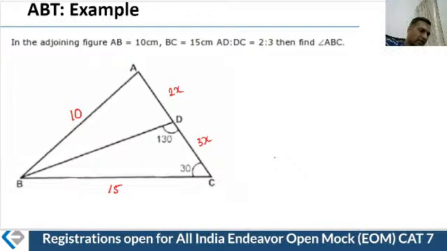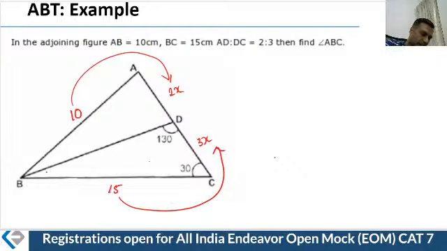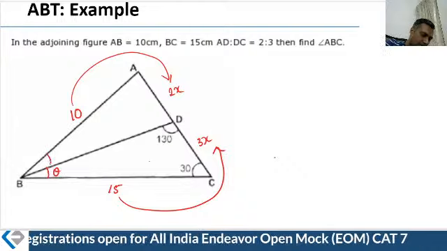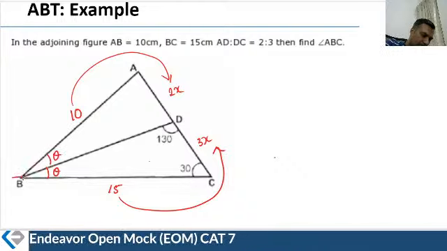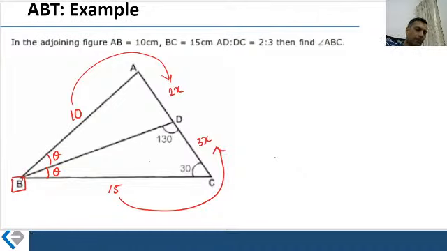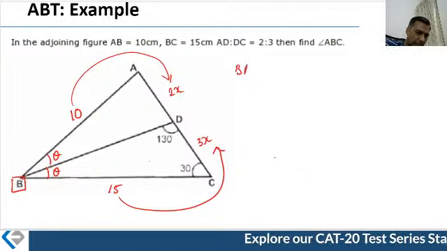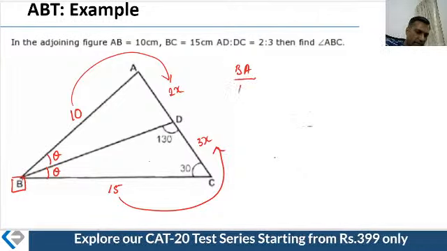Why can't I see so directly here? This is 10 and there is a 2x here, this is 15 and there is a 3x here. You didn't get it? Let me explain. Assume that this angle is theta and this angle is theta. Apply the angle bisector theorem at B. BA divided by BC is nothing but AD divided by CD, isn't it? 10 by 15 is equal to 2x by 3x.